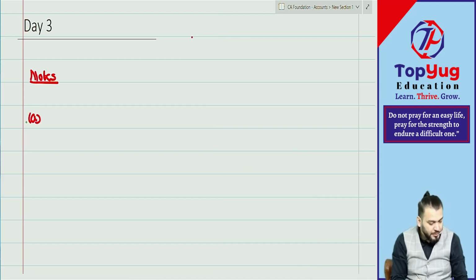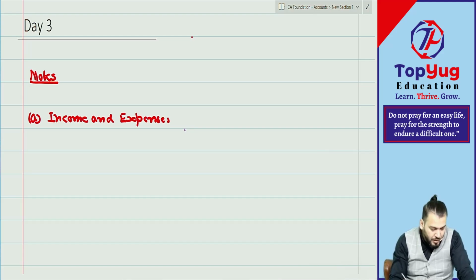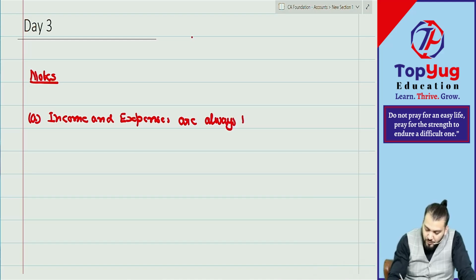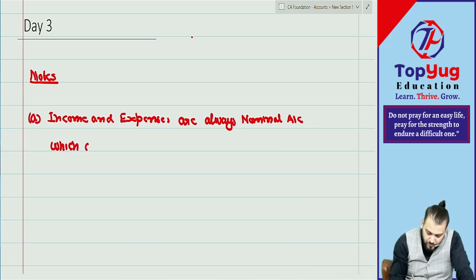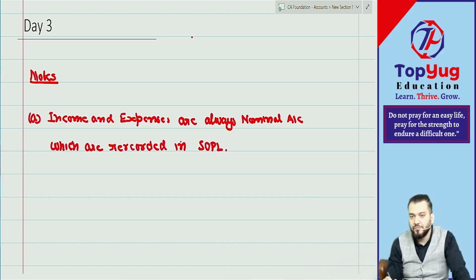Point number A. Income and expense are always nominal accounts, which are recorded in the SOPL, the statement of profit and loss. Correct. We also call it the profit and loss account.